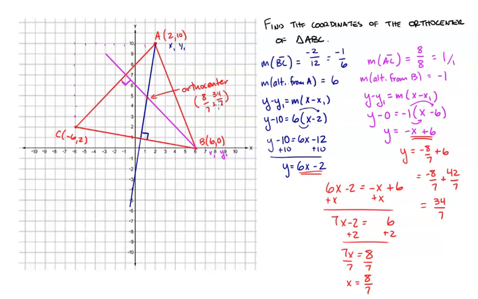So I think my orthocenter for this triangle is this point right here located at 8 over 7, 34 over 7.